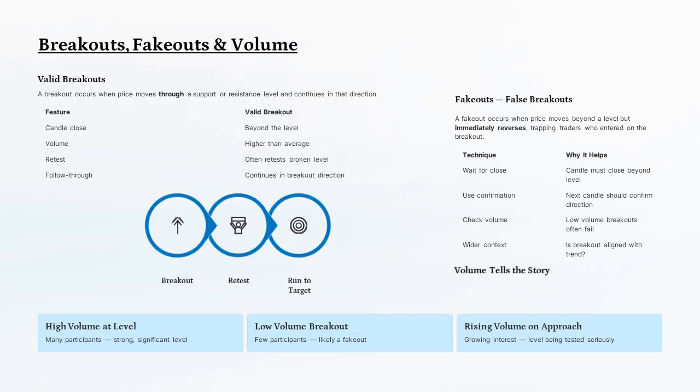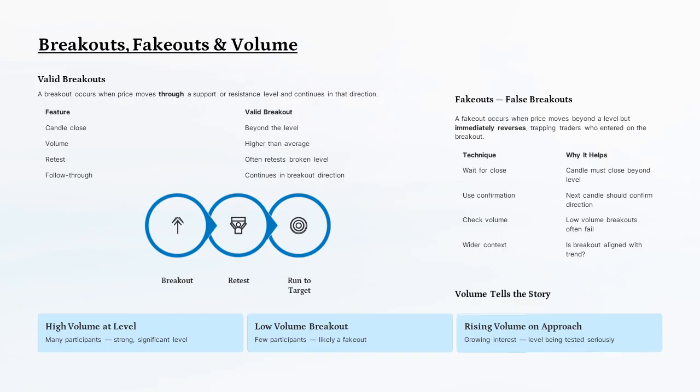Volume tells the story. High volume at a level confirms that many participants are active there. It strengthens the level. Low volume on a breakout suggests few participants are involved. The breakout is likely to fail. Rising volume as price approaches a level suggests growing interest. The level is being tested seriously.